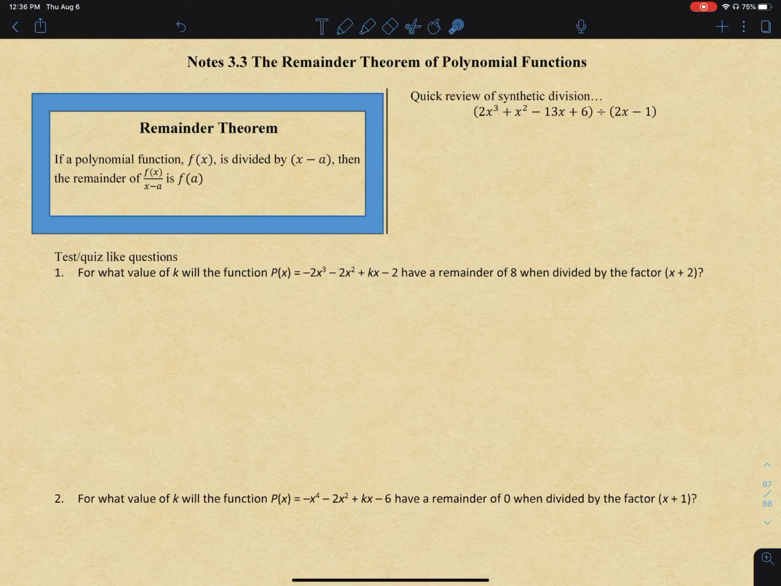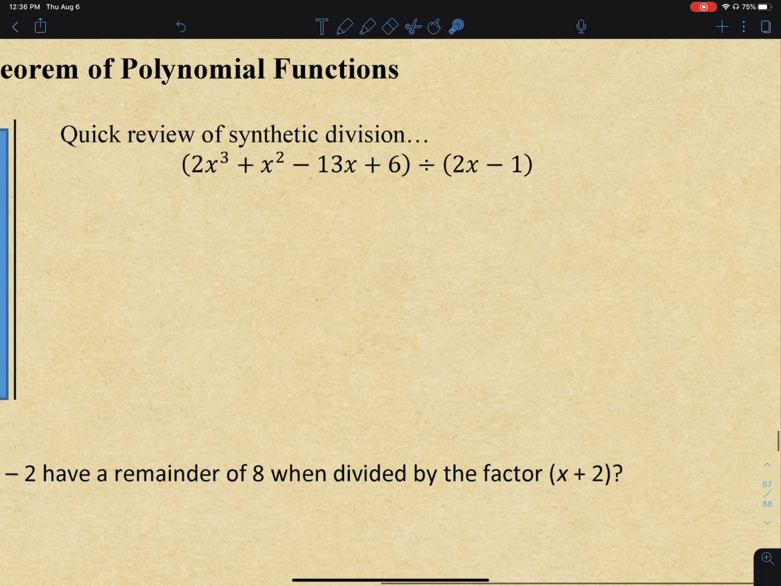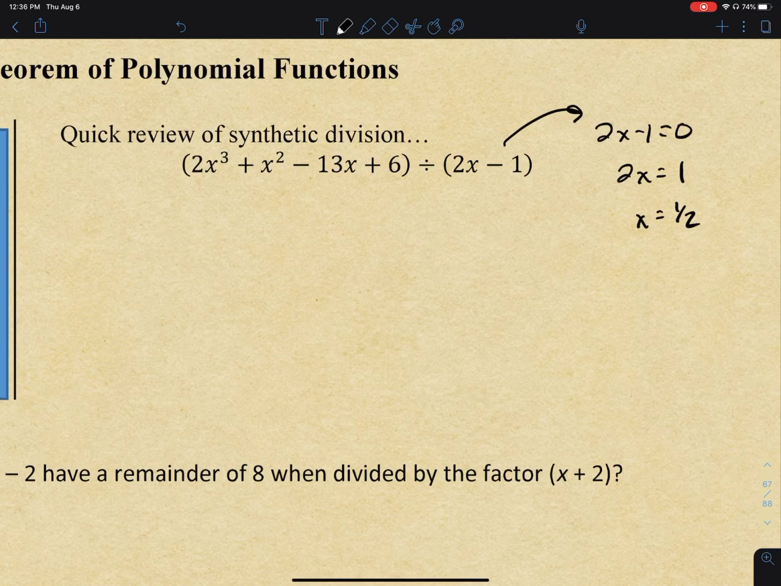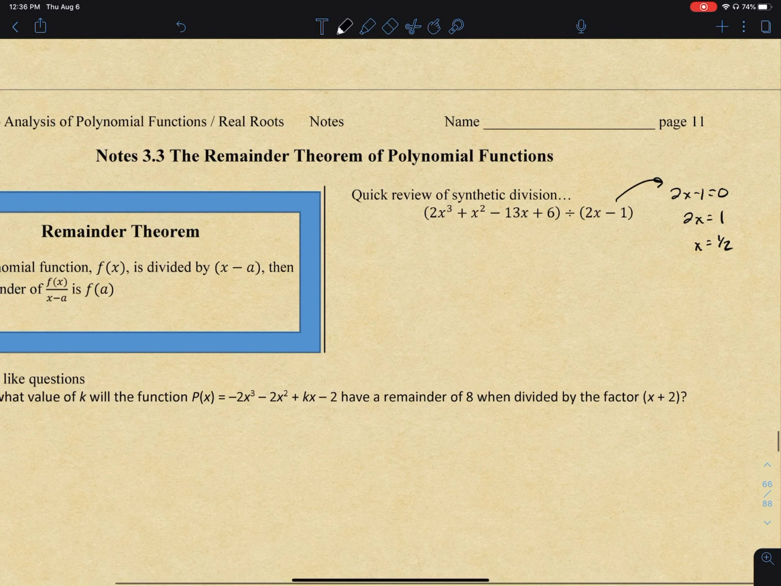Let's look at just a small example here, reviewing synthetic division. We'll try to make sense of the remainder theorem. First of all, whatever we're dividing by, this linear, let's set it equal to 0 and solve it. If we set it equal to 0 and solve it, we're going to get x is 1/2. So in the case of the remainder theorem, we are saying that x is 1/2. I'm sorry, we're saying that a is 1/2.